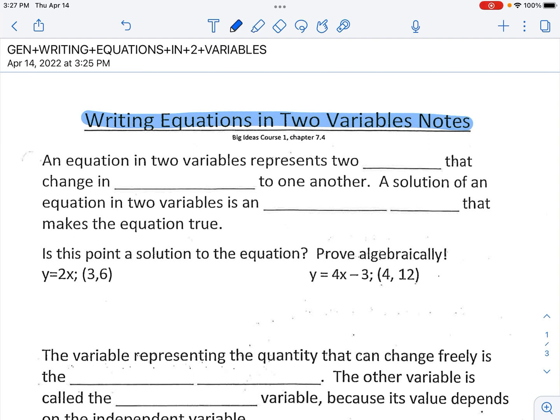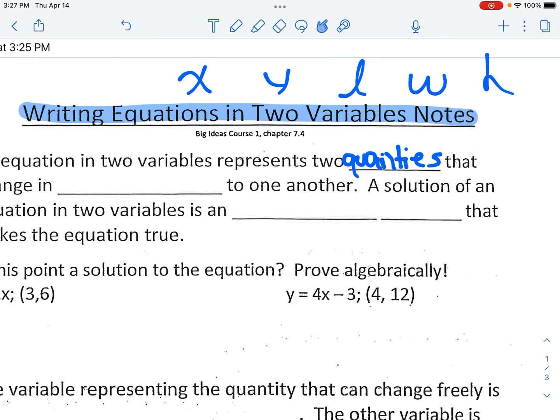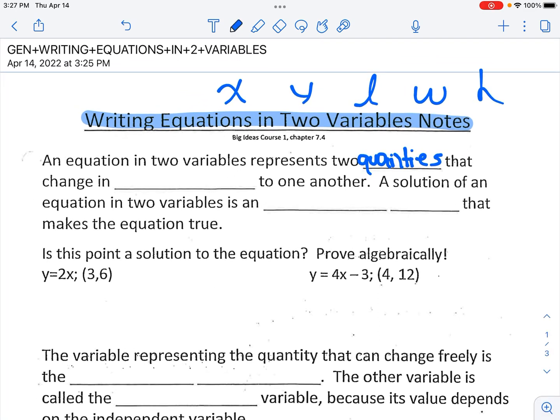So we all know what variables are. They can be x, y, length, width, height, etc. An equation in two variables represents two quantities. So a quantity is an amount of something or a number. Two quantities that change in relationship to one another. An equation in two variables represents two quantities that change in relationship to one another.